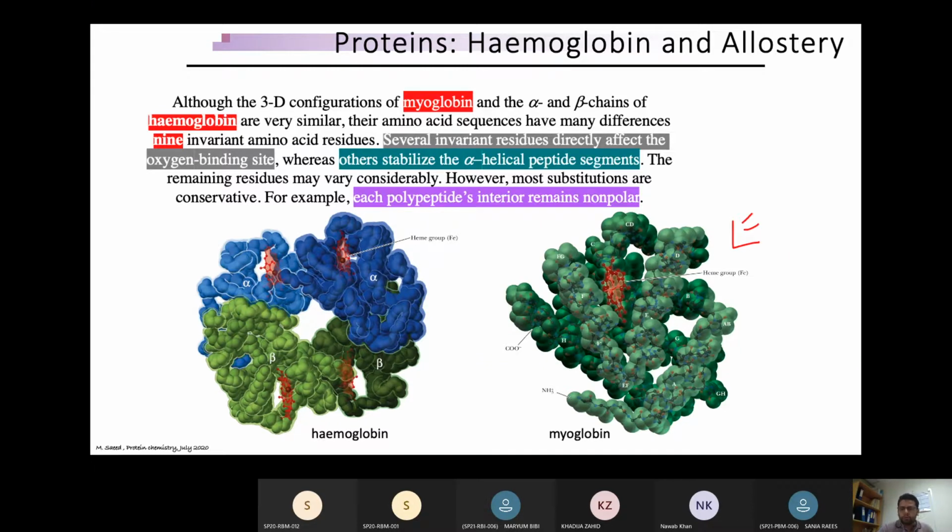Most of the time our muscles contain myoglobin, and whales contain myoglobin. In other words, those animals which live under low oxygen pressure use myoglobin as an oxygen carrier, because it's a stable oxygen store.